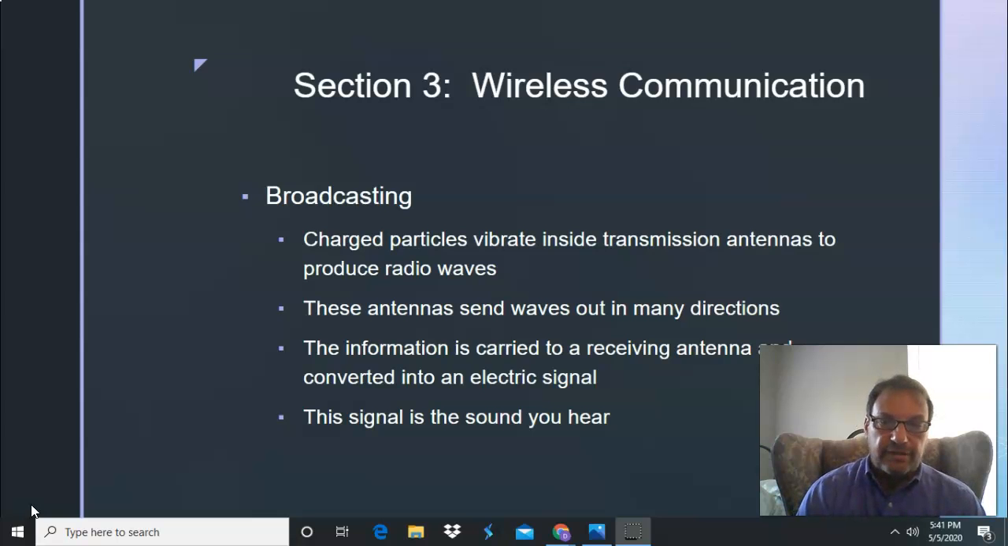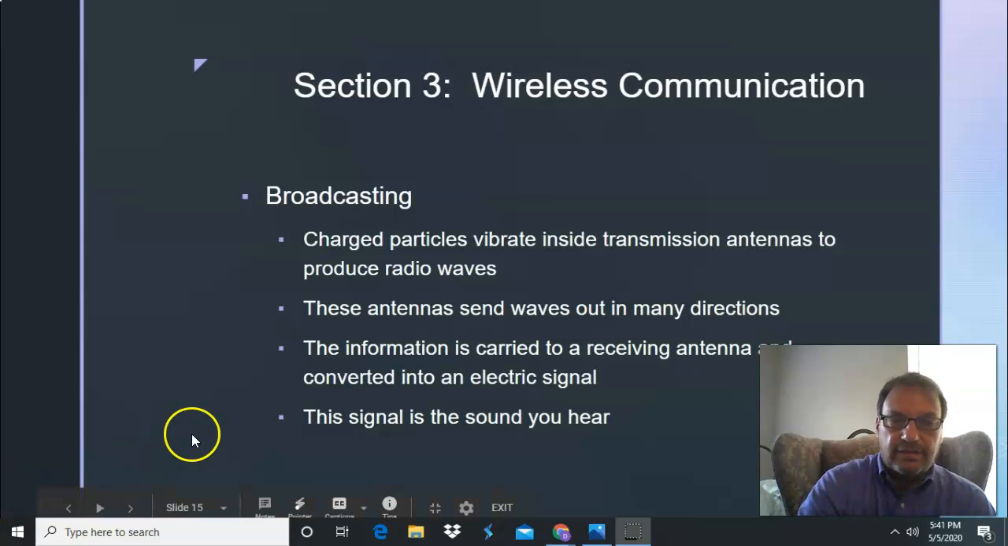I have a really good friend that on his car he has this radio antenna, and a lot of you may have those. And he went through a car wash and knocked the antenna off. So much for him being able to listen to the radio at that point. So you do have to have a transmission antenna, but then you have to have something to be able to receive it. Now, this signal is the sound that you end up hearing.